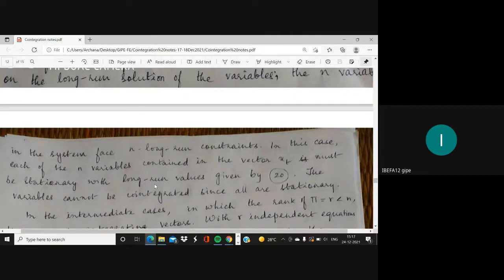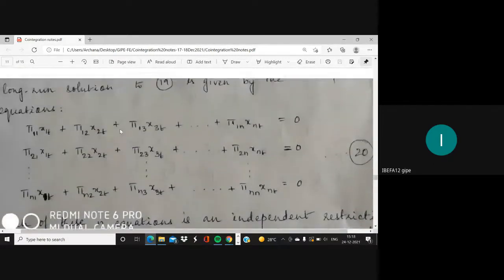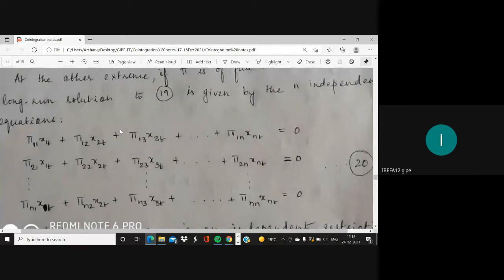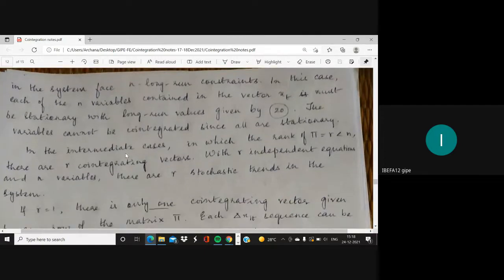But here we find that each of the n equations, or n rows, are independent. On top of that, the variables contained in the vector have to be stationary. If you find that the rank of the pi matrix is full, it will mean that all the variables are stationary. So there is no question of co-integration over here. The variables cannot be co-integrated since all are stationary.